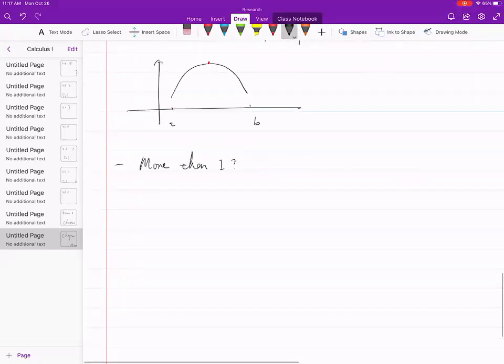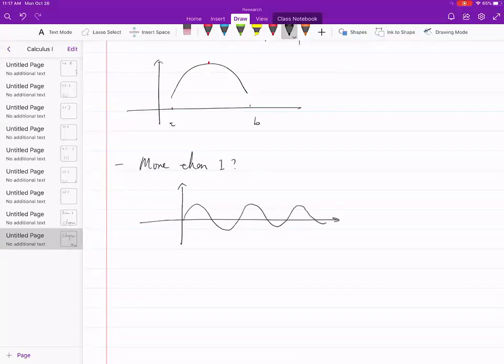Well, let's take a thing. On 0 to, I don't know, 100, you will have a lot of peaks there. From 0 to 100, is it a domain? Yes.